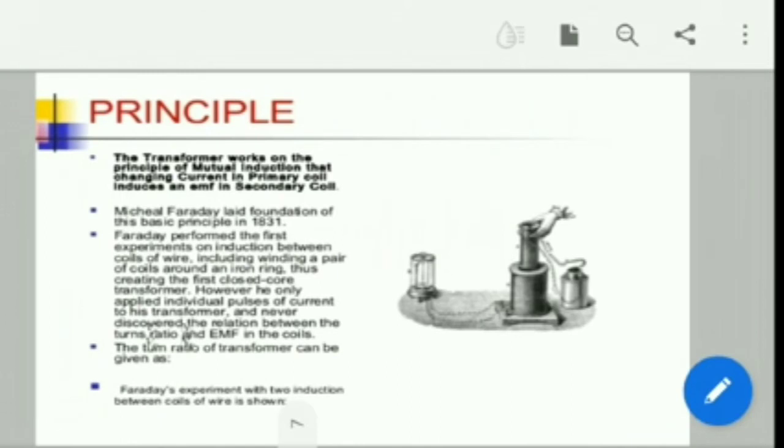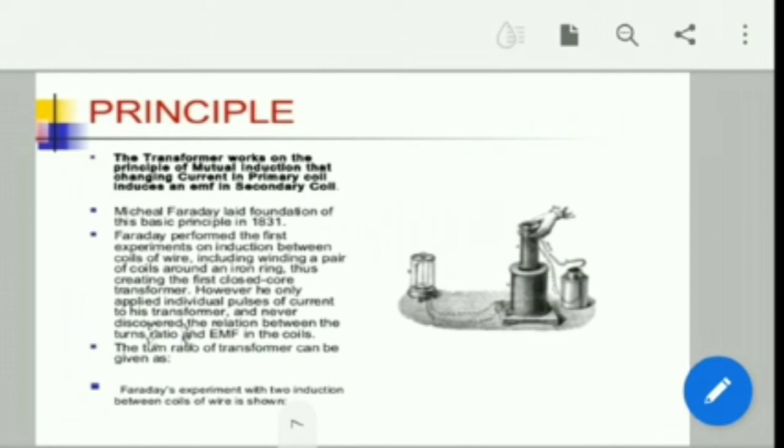Principle. The transformer works on the principle of mutual inductance. The changing current in the primary coil induces an EMF in the secondary coil. Michael Faraday laid the foundation of this basic principle in 1831.